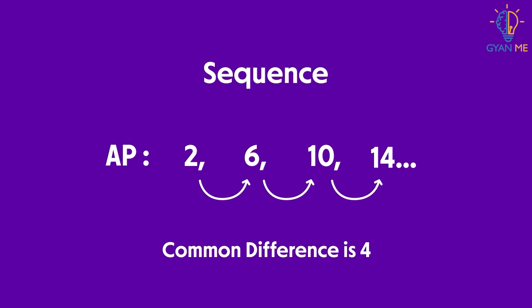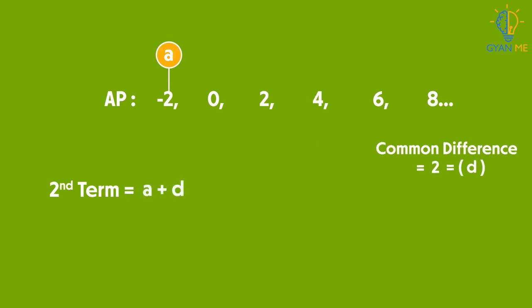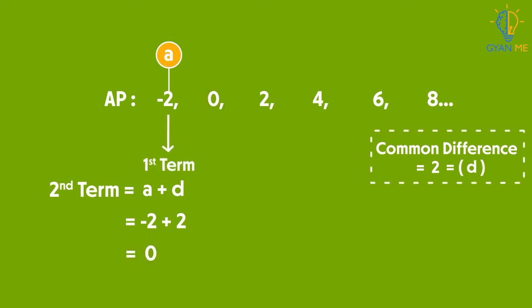Now let us write our example again. Here we know that in the sequence -2 is the first term. Let us denote it as a. Then how do we write its second term? As we can see, here the common difference is 2. And if we call the common difference d, then we can write it as a plus d. So now we know how we got the second term 0. That is by adding the common difference d to the first term.